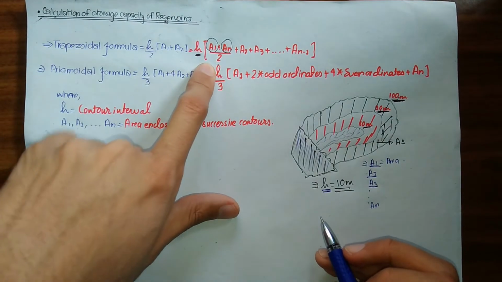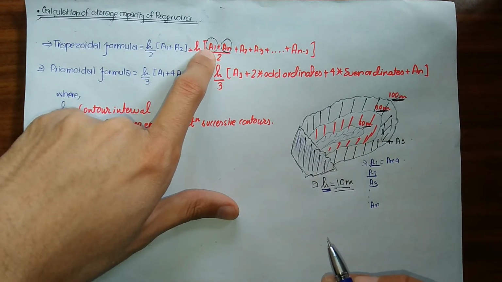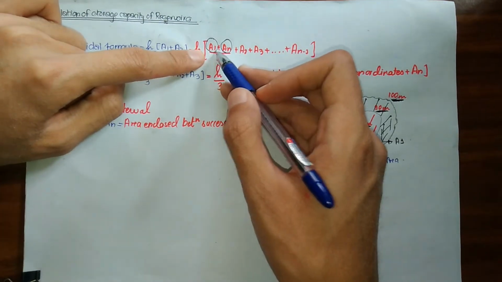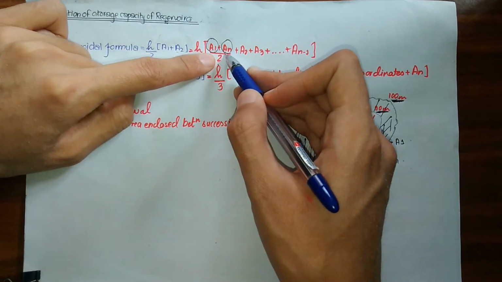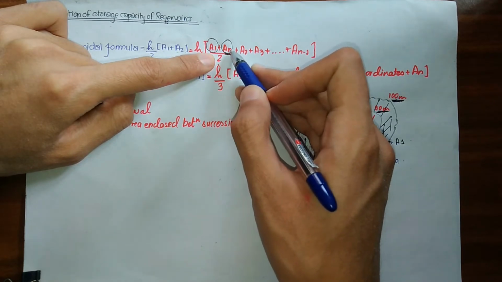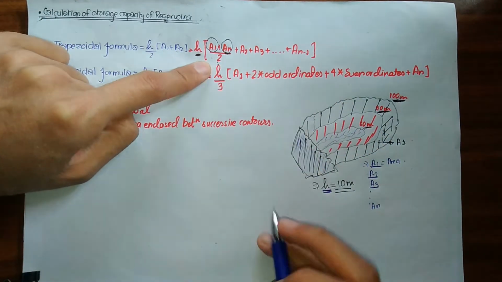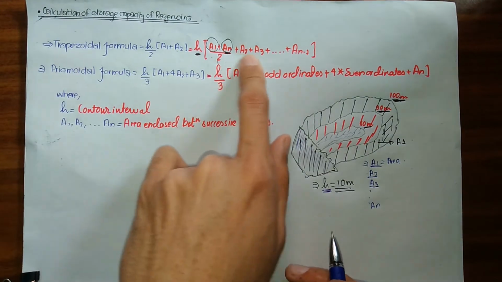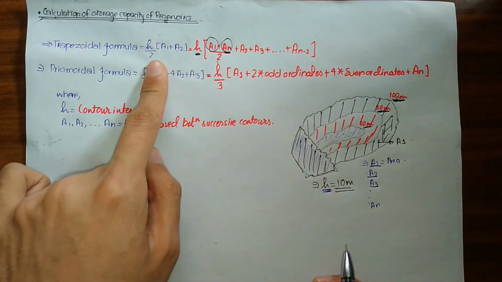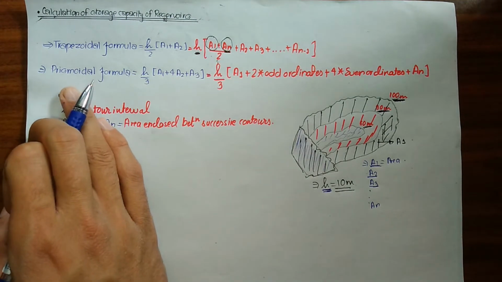So we take our first area, which is enclosed between our first contour and second contour, and our last area An, add them and divide by 2, and simply add all the remaining areas. This will be more clear when we do our numerical. So let me move on to my prismoidal formula.